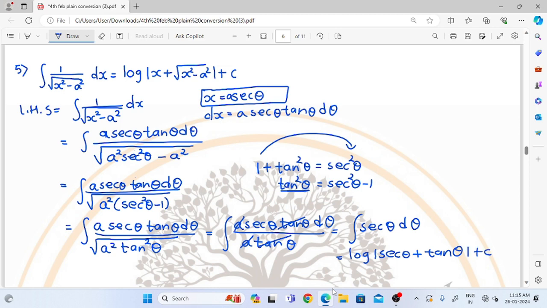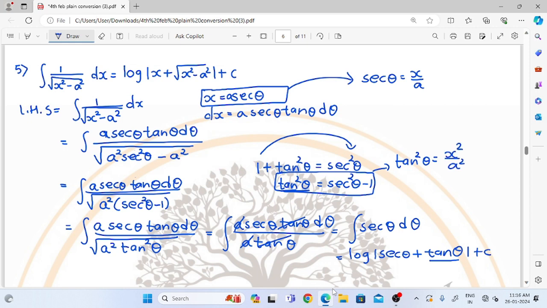plus c. And from here we will find out the value of sec theta, because we have taken x is equal to a sec theta. So from here the value of sec theta is nothing but x upon a. And we need the value of tan theta also. So by using this identity, we will find out the value of tan theta. So tan square theta is equal to sec square theta minus 1. Sec theta is nothing but x upon a, so sec square theta is x square upon a square, minus 1.